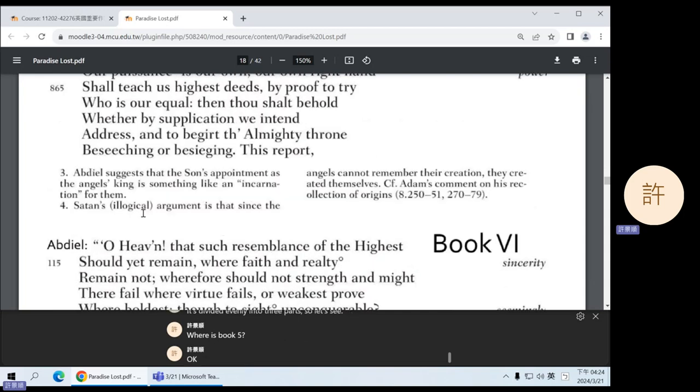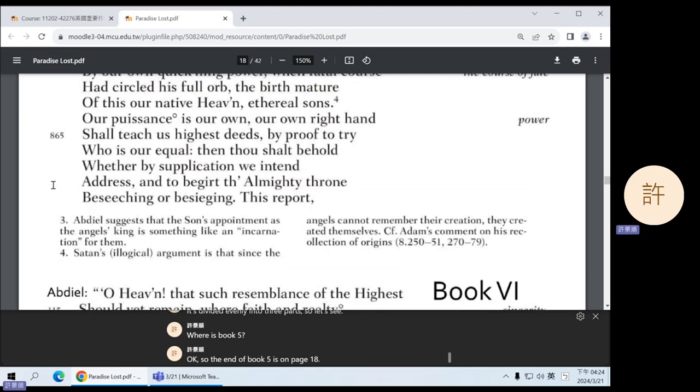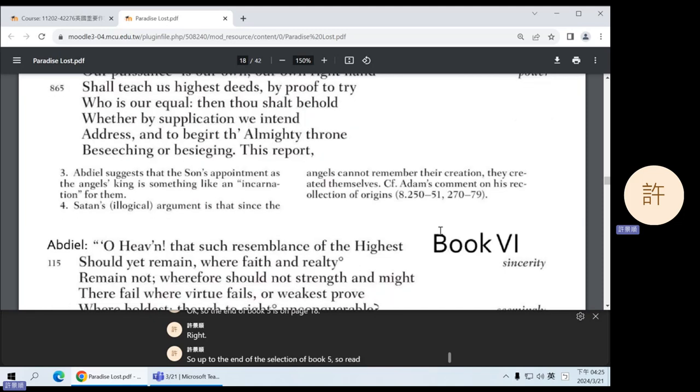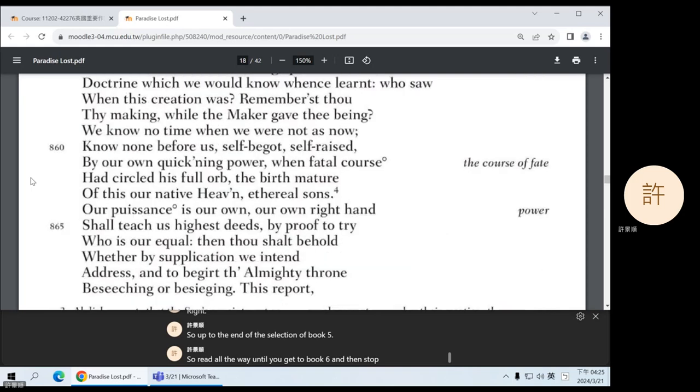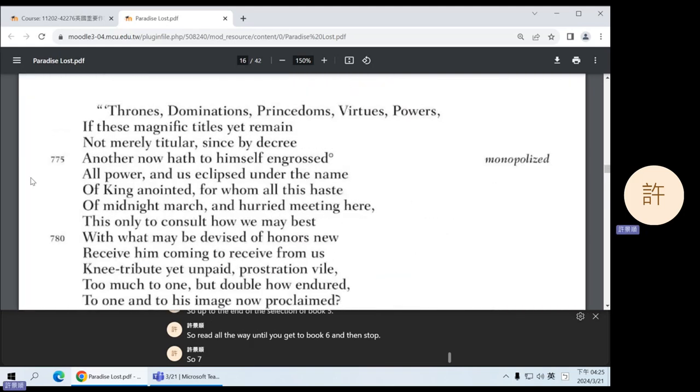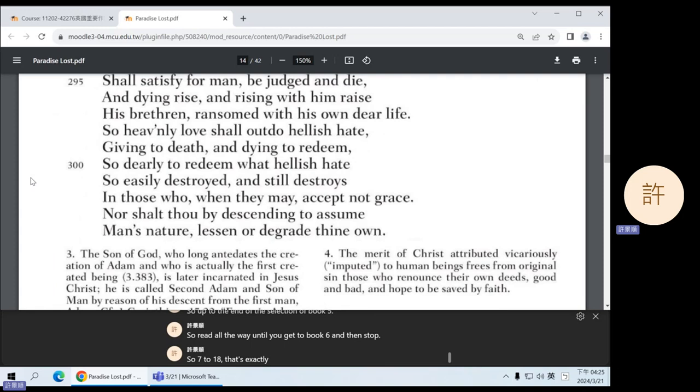Okay, so the end of book 5 is on page 18. Right, so up to the end of the selection of book 5. So read all the way until you get to book 6 and then stop. So 7 to 18, that's exactly 12 pages, right?